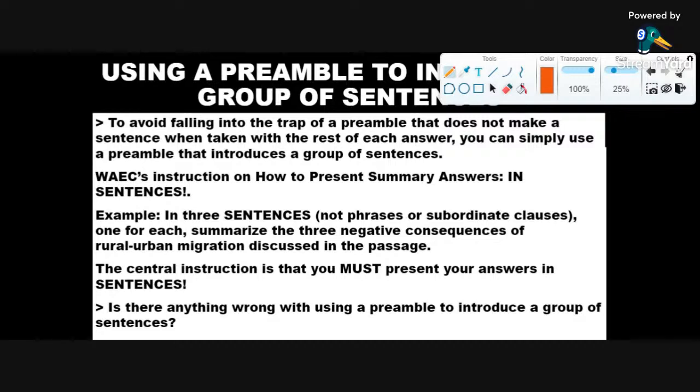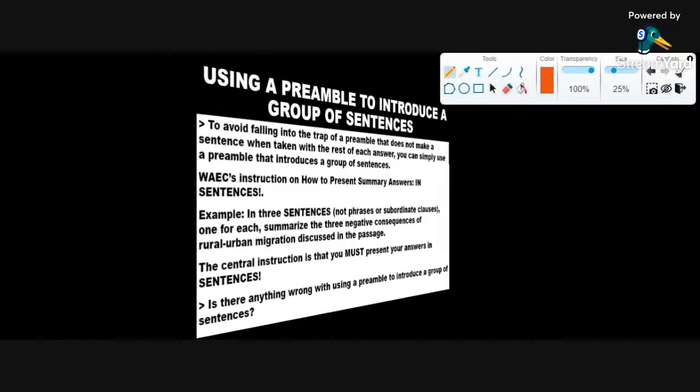Using a preamble to present a direct sentence to a group of sentences.